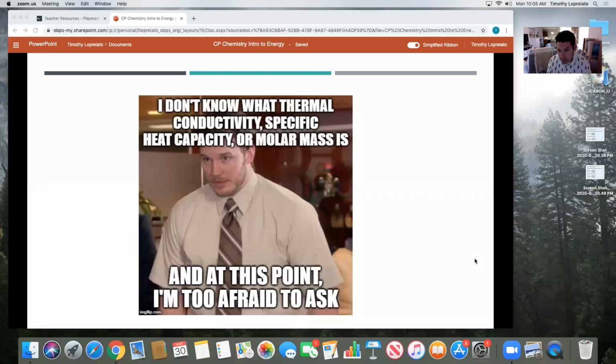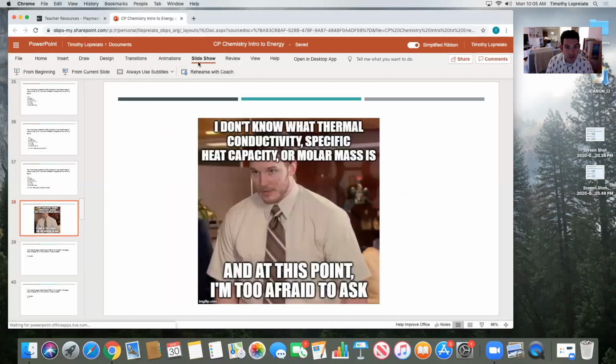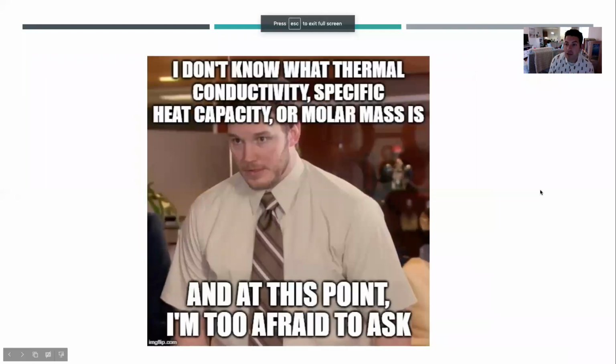Hi, chemistry students. So we've looked at an introduction to heat, and we have seen the equation Q equals mc delta T, and we've seen one practice problem. So now we're just going to look at a few more practice problems to try to get us feeling really comfortable with this formula.